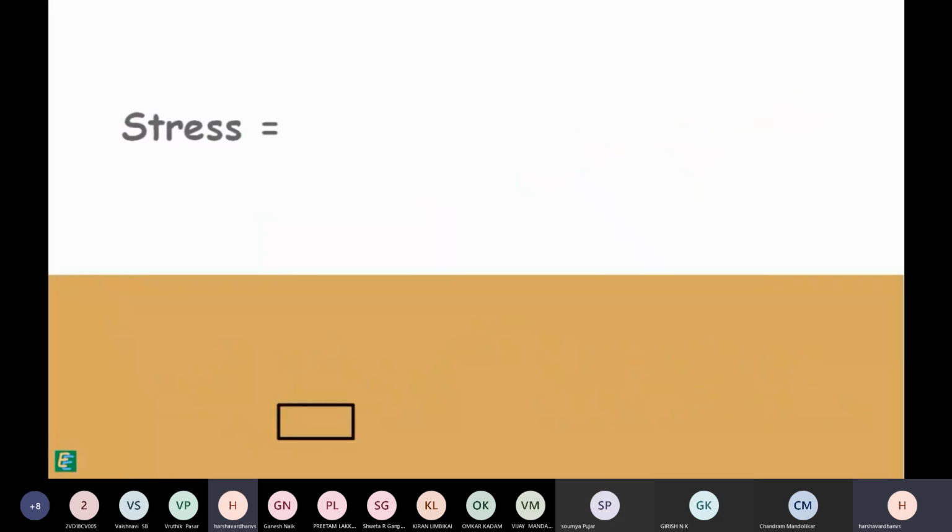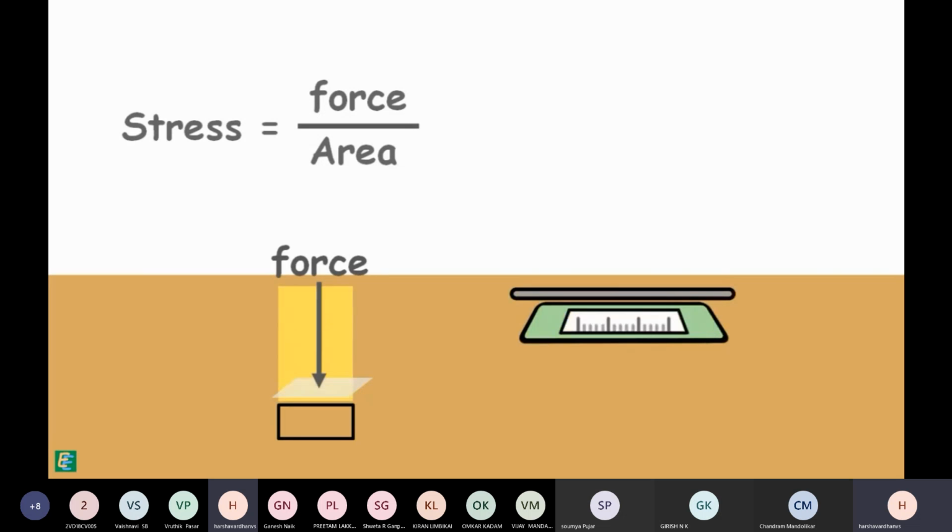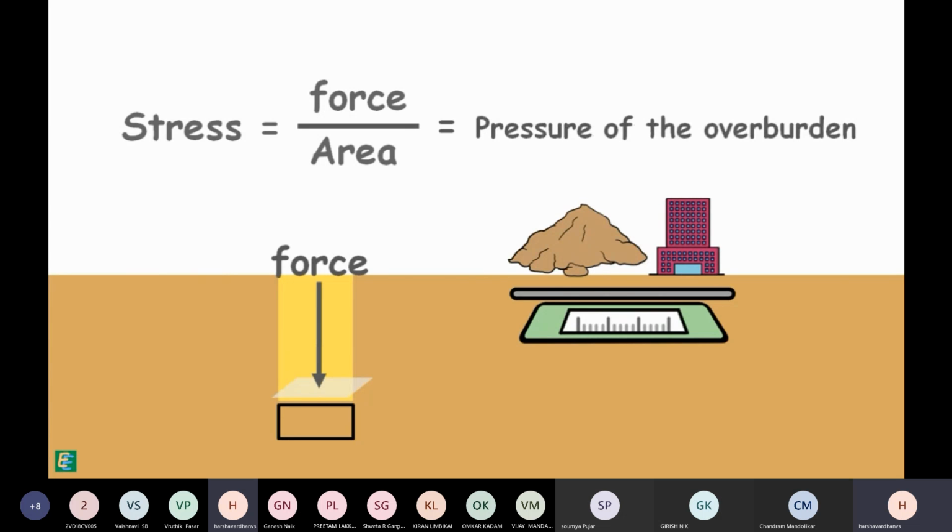Total stress on an element in the soil is equal to the force on that element divided by the area of that element over which the force is acting. Force on that element, of overlying structure, we can understand this stress as the pressure of overburden.